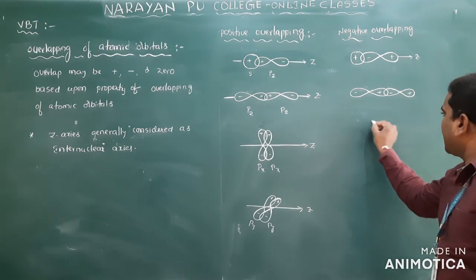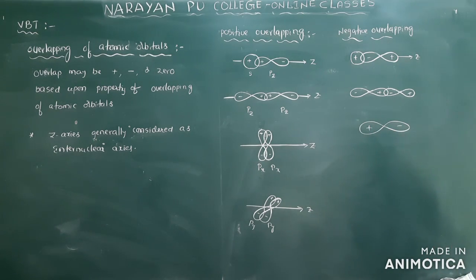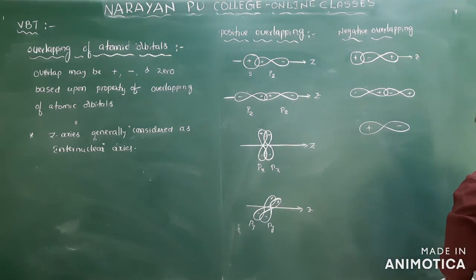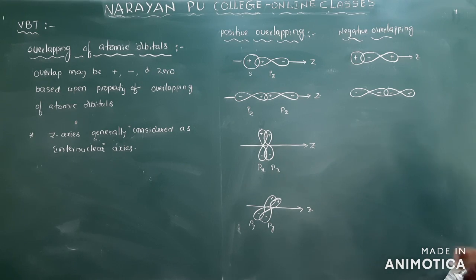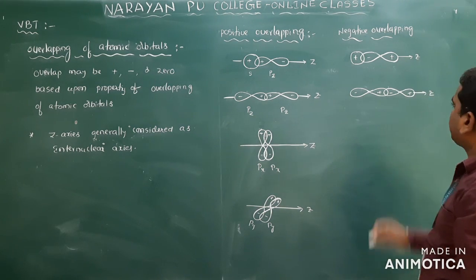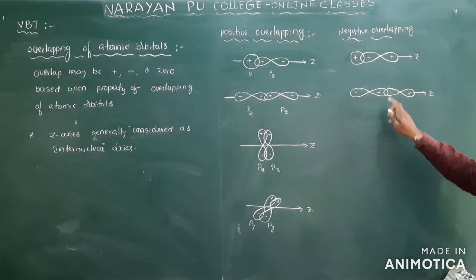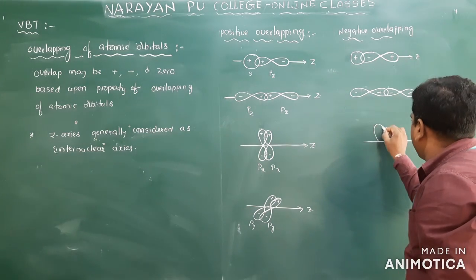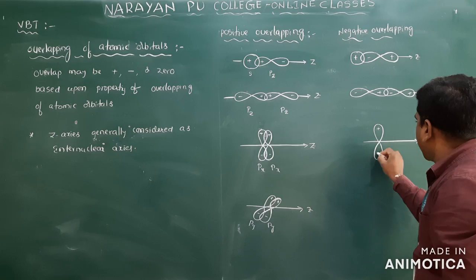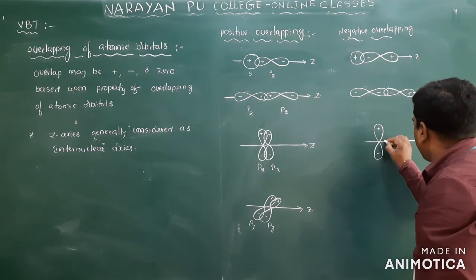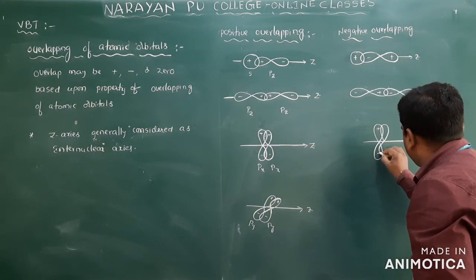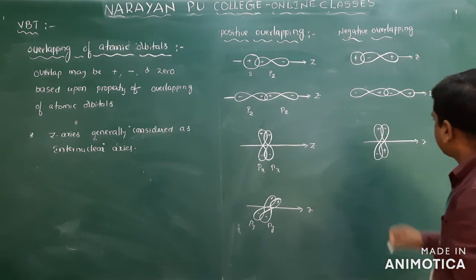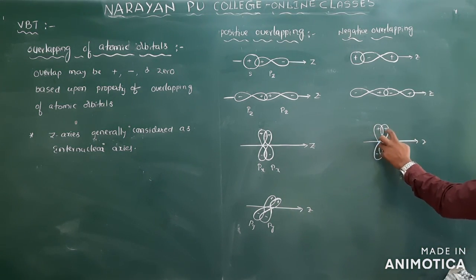If I write this is positive, this is negative. One orbital wave is above the nuclear axis and the other orbital is below the nuclear axis. Clear? This is the axis. This can be negative and negative. Clear? Next one. There is an S orbital, and this is one P orbital. This is plus and this is minus. If I write another one, this is minus. Now, if I write minus x, this is plus. This is negative overlapping.